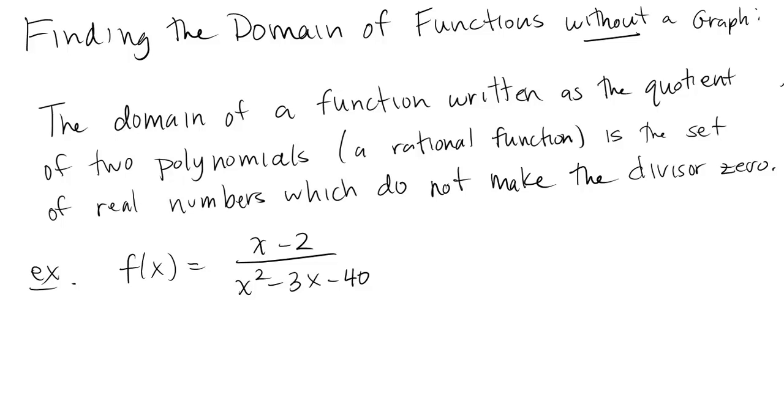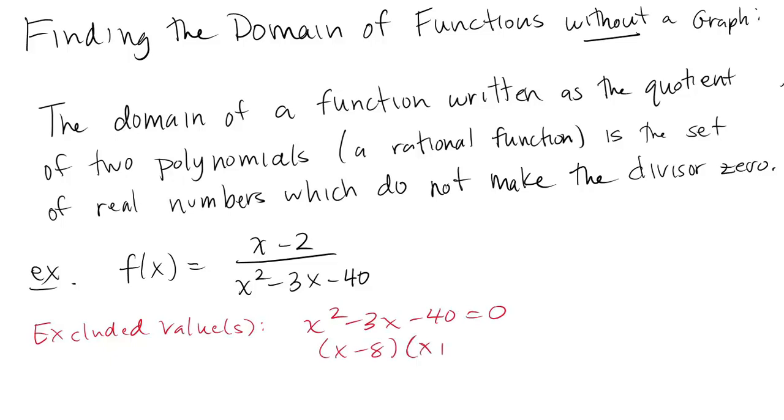The way that I like to do this is to start by finding the excluded values, and I find the excluded values by setting the denominator equal to 0. The one thing we can't have is the denominator coming out to 0. Well, that's a quadratic equation, so I solve that. I would factor, set each factor equal to 0 and solve. We get x equals 8 or x equals -5. And that's the answer, right? No. Those are the two numbers that we cannot plug into this function.